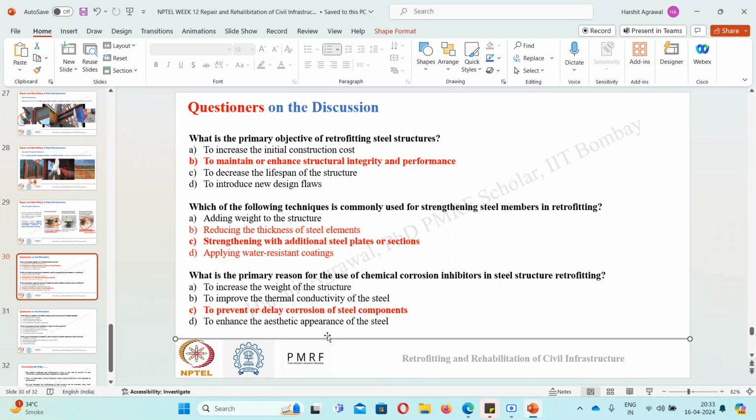So what inhibitors do, they form a protective film over the steel surface. This film breaks the interaction of the steel with the surroundings, and in this way it reduces the rate of corrosion and enhances the service life of the structure.